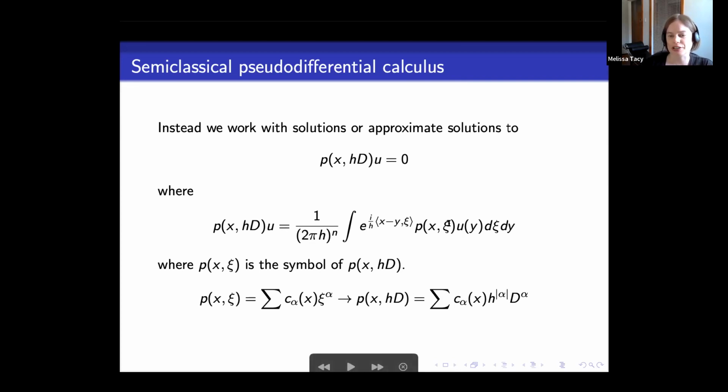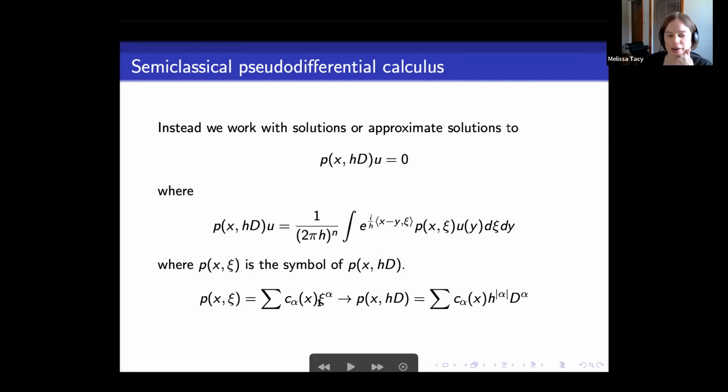If P only depended on xi, then this operator is: take the Fourier transform, multiply by P, and take the inverse Fourier transform. So it would be a multiplier. You can think about this as a multiplier that is allowed to depend on x a bit. Now, P(x, xi) we call the symbol of the operator, and the transformation is that multiplication in the symbol goes to differentiation in the operator. So it's this Fourier transform association.